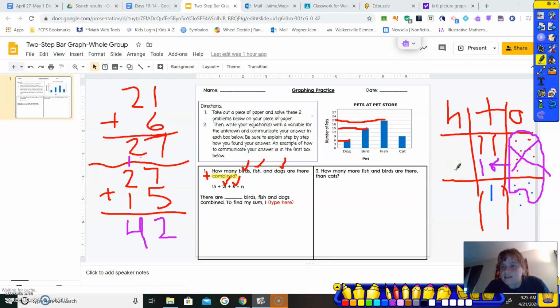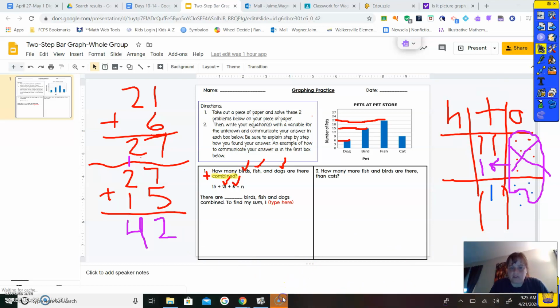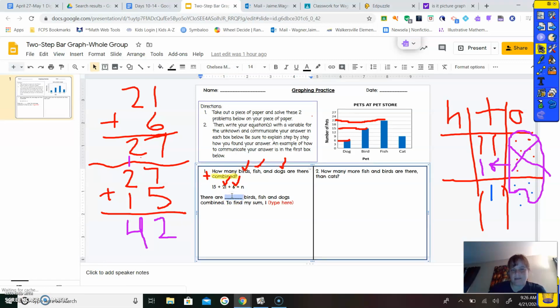And let me double check. 10, 20, 30, 40. Oops, did not mean to put that dot there. 41, 42. Okay, so we found the sum of 42. So I'm going to write 42 here. So there are 42 birds, fish, and dogs combined to find my sum.